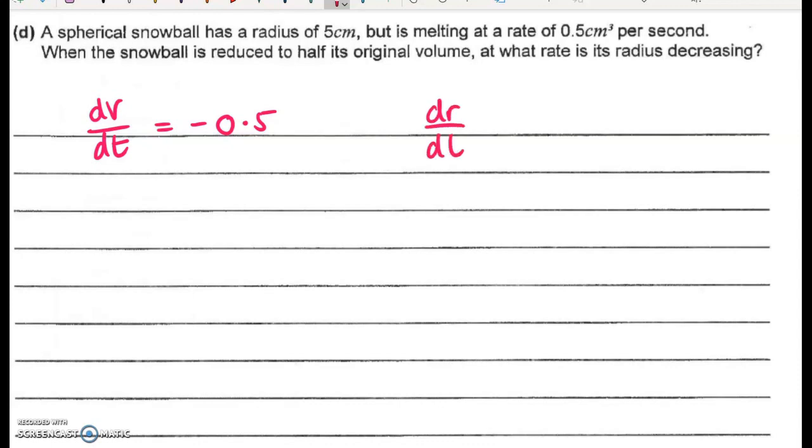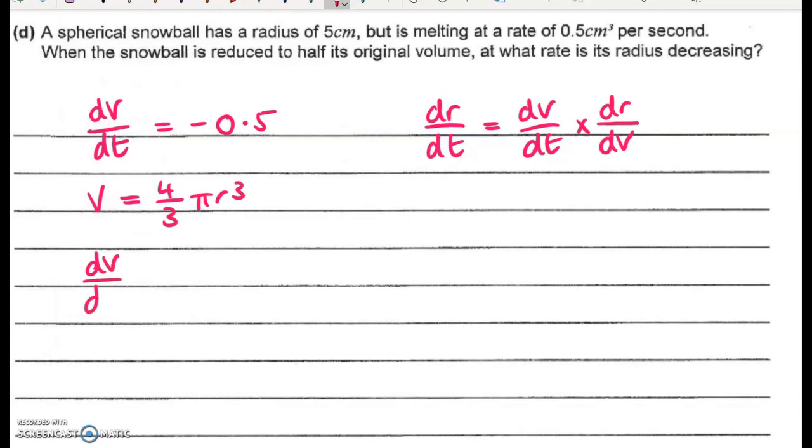So we want dr by dt. If we know dv by dt, we need to work out what pieces we'll need. So we'll need an r on the top, and we will need a v on the bottom to cancel that out, which would end up giving us dr by dt. So that's what we're aiming for. So we need a formula that links v and r so that we can do this dr by dv part. So the volume of a sphere is 4/3 pi r cubed, which means that if we differentiate that, we can get dv by dr, which is 4 pi r squared.